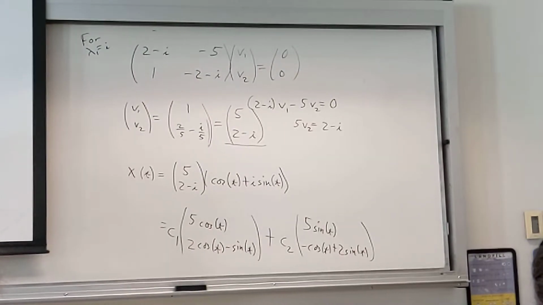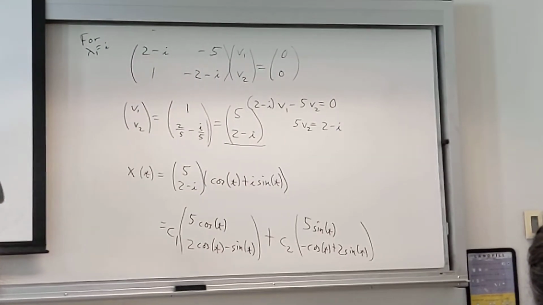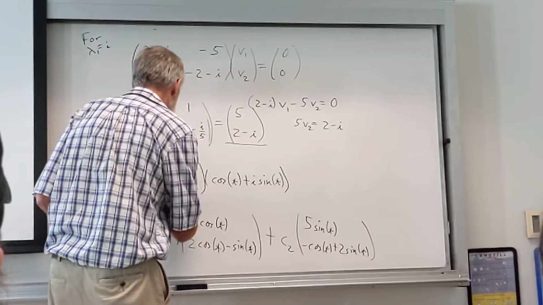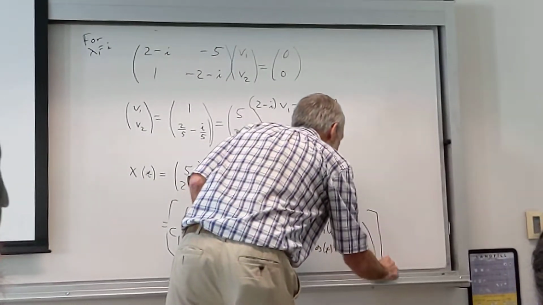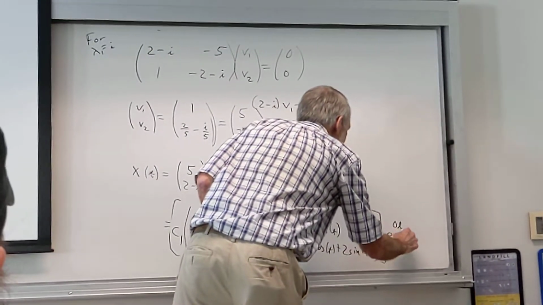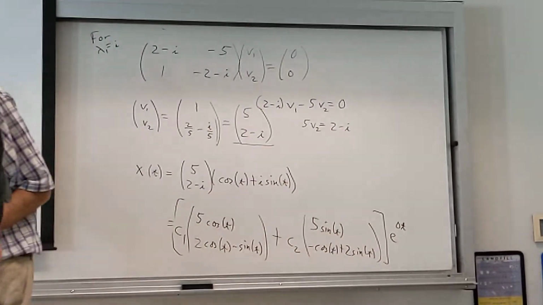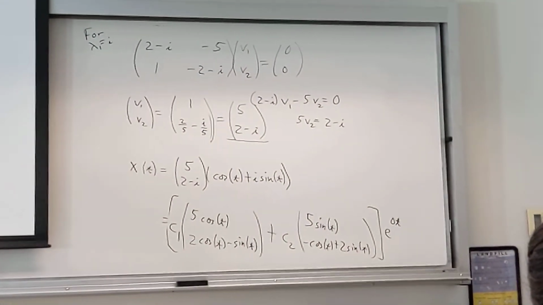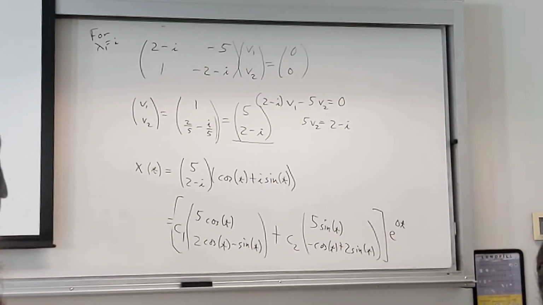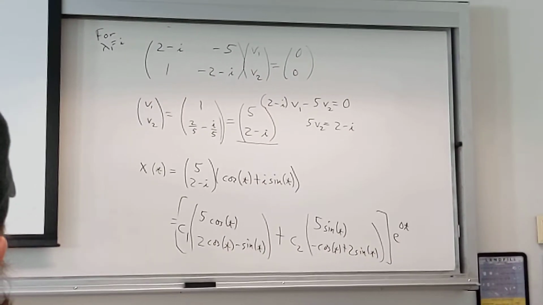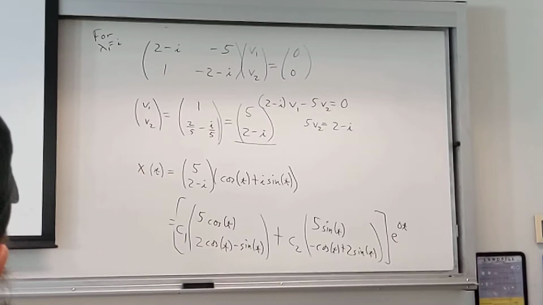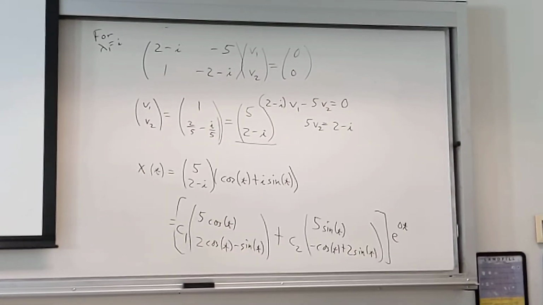Where's the e? Where's the i? So that we get everything is multiplied by e to the 0t. Right? Because the real part is 0. But e to the 0t is better known as 1. Okay? So it's just, all right.